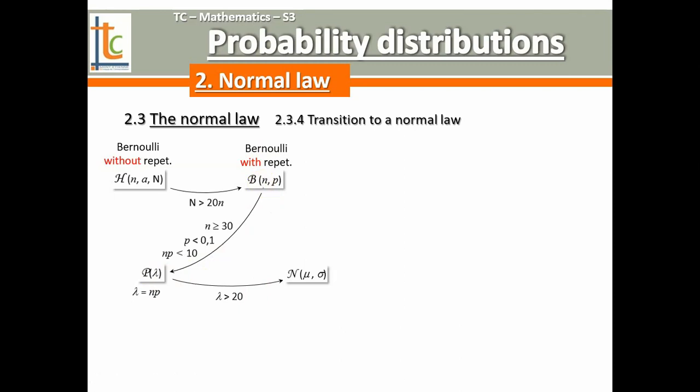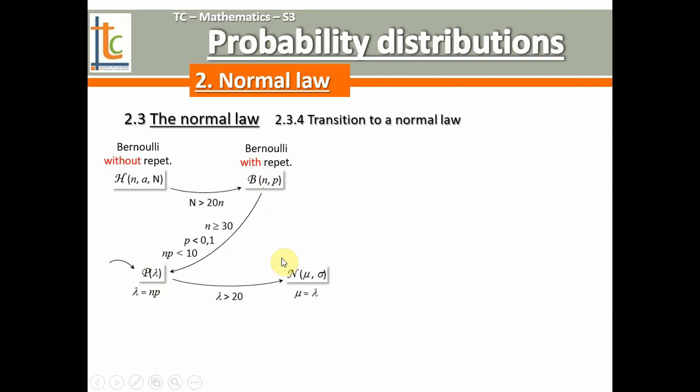It appears that some other situations can lead to a Poisson distribution where the parameter, which is not np, could be more than 20. And if it is the case, you can use a normal distribution instead of a Poisson one. But you can use a normal distribution instead of a binomial distribution.